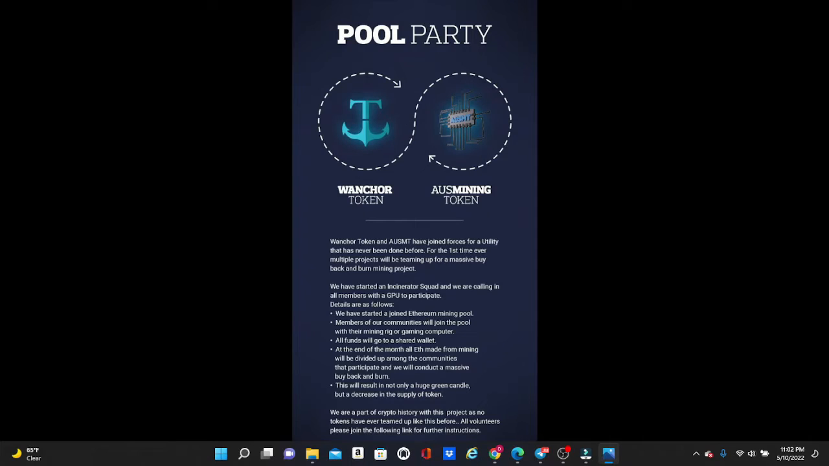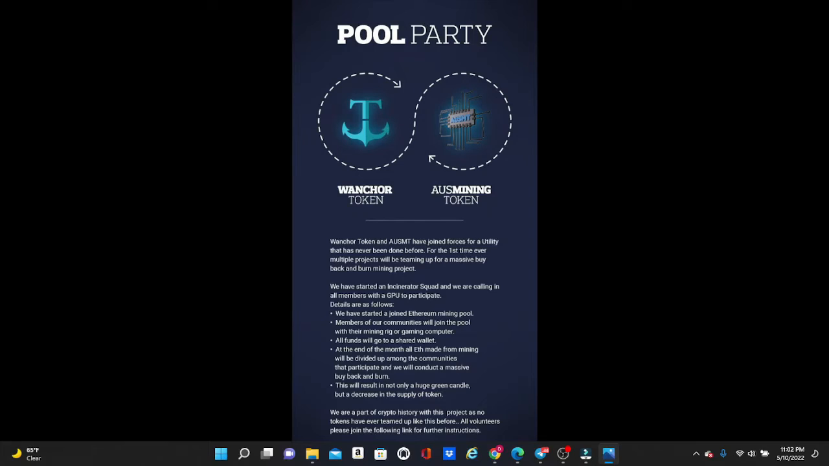If you don't know who Aussie Mining Token is, they're Australia's first clean energy crypto mining operation, and they are using green and clean energy with solar power and wind turbines to fuel a farm that is mining Bitcoin, and they're using a good portion of that to do a buyback and burn currently. So these guys love burning things.